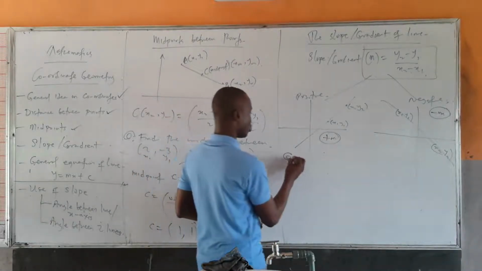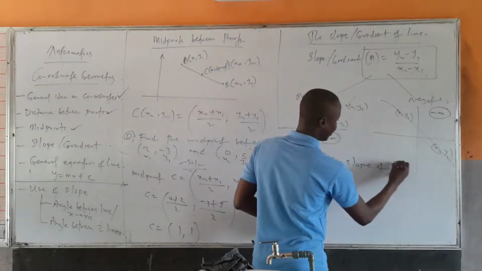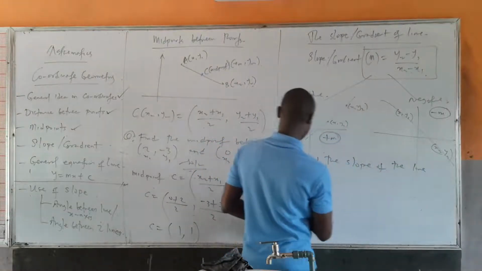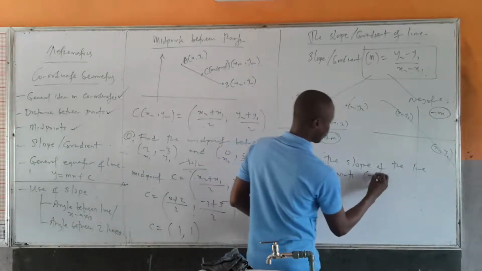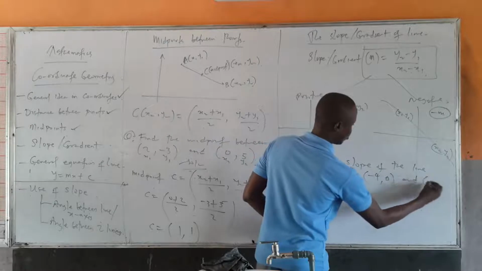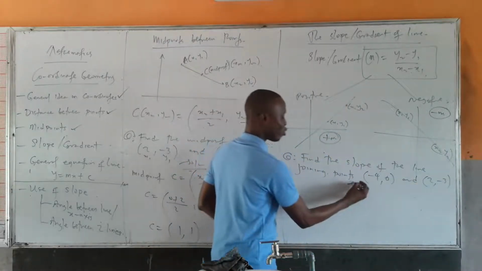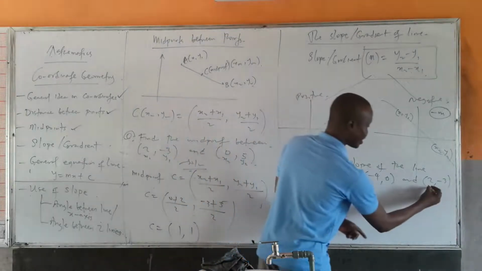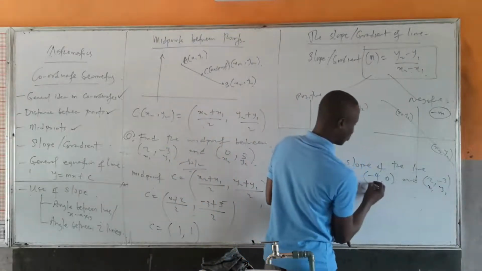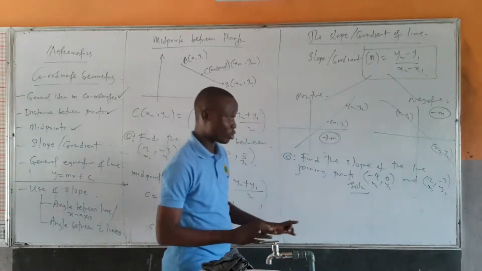For example, you can be told to find the slope of the line joining points minus 4, 0 and 2, minus 3. Remember, you can always use any one as your x1, y1 conveniently. You can decide to use this as x1, y1 and this one as x2, y2, or it could be the other way around, so you don't need to worry about making a mistake.